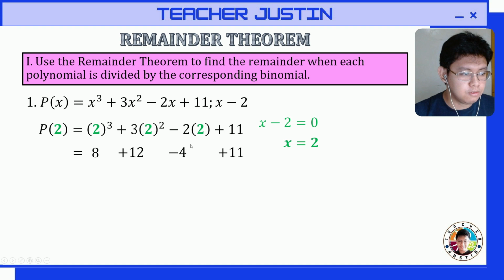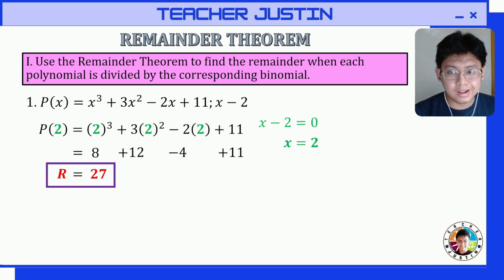So 8 plus 12 minus 4 plus 11. That will give us 27. And that will also serve as the remainder of our polynomial. And that's it. Ta-da! Alright.